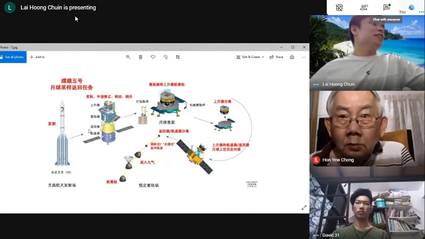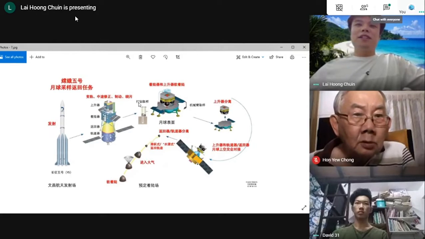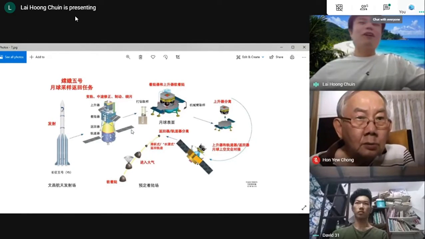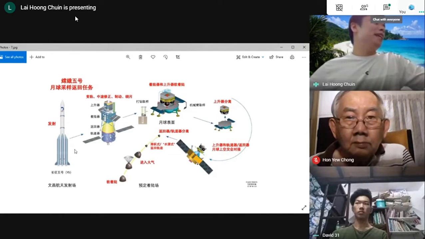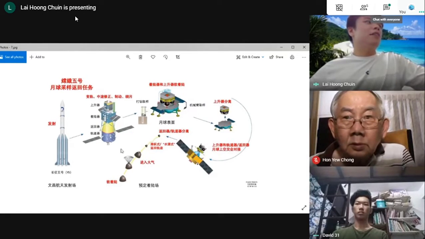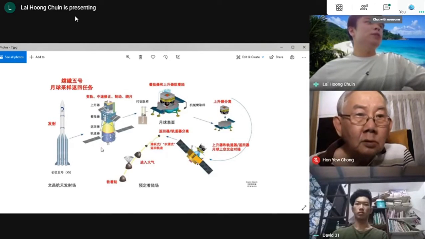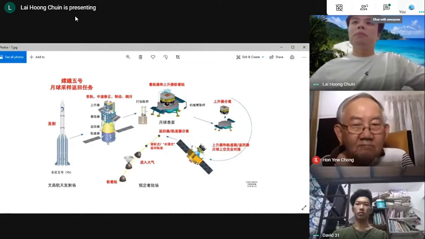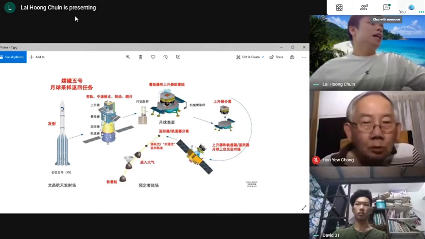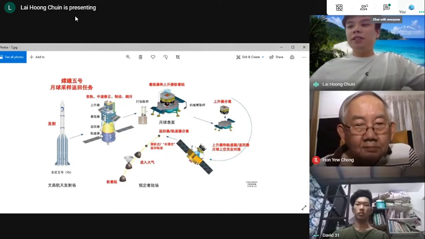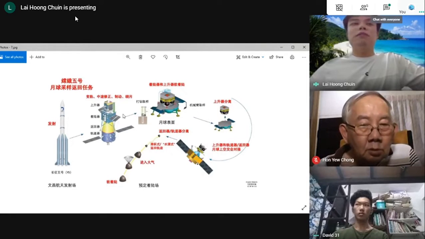Let's proceed. So this is the whole, in publication we call it the graphical abstract of the whole mission. So the rocket will bring the Chang'e 5, which consists of the 4 modules, to the Earth-Moon transfer orbit. They will travel for 3 days, reach the moon orbit, and then the moon lander and the lifter will land on the moon surface.